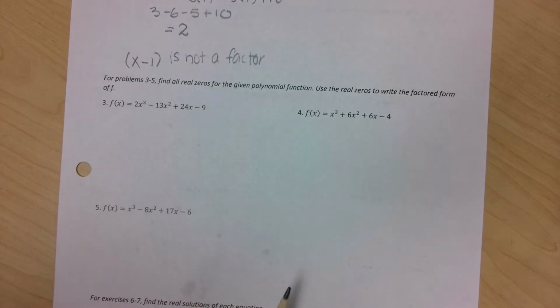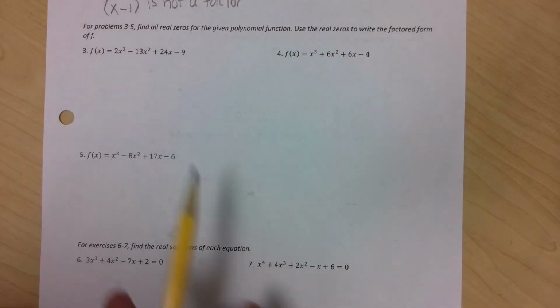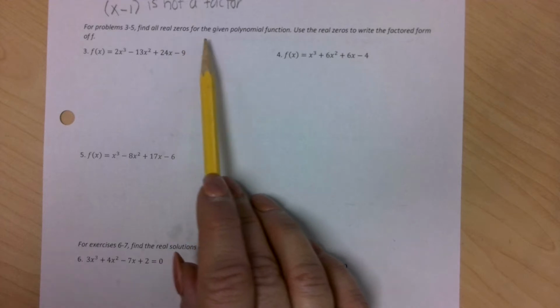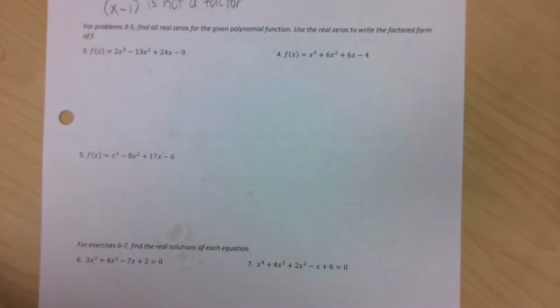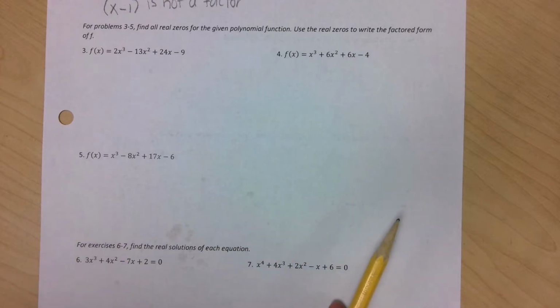Let's go on and look at numbers 3 through 5. In 3 through 5, the directions say to find all real zeros for the given polynomial. Use the real zeros to write the factored form of f. So, we want to find the real zeros.